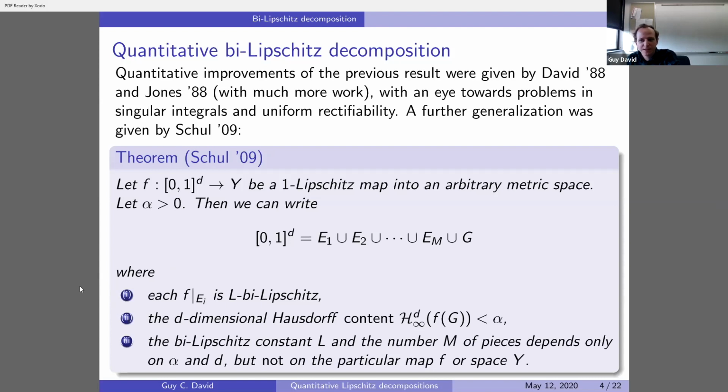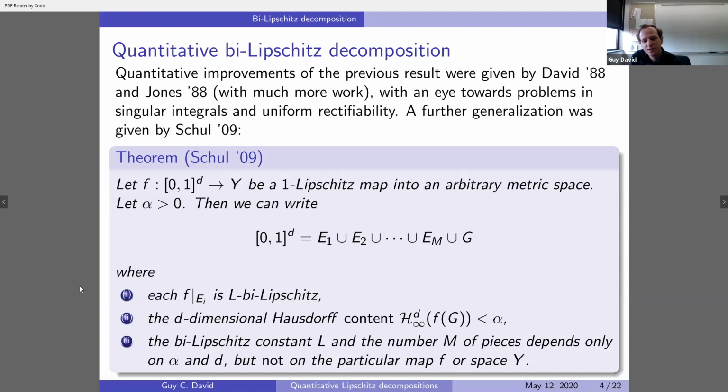And the number of pieces in the decomposition, this number n, really depend only on alpha, your error bound, how small you wanted the garbage set to be, and on this dimension d, but it does not depend on the particular map f or even the particular metric space that you map into. So this is a quantitative improvement of this lemma of Federer that I showed you earlier.